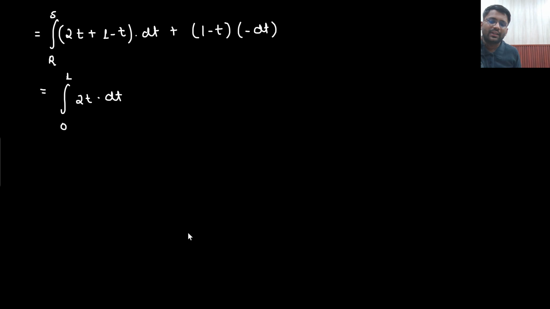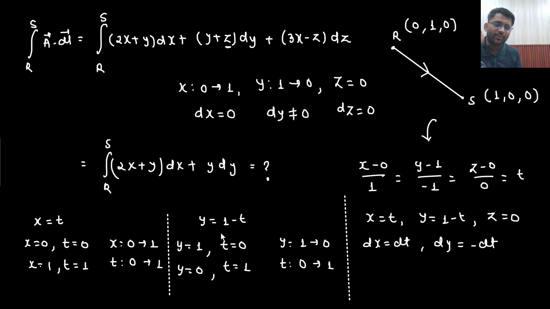Simply you need to solve this integration. This integration is not a difficult task. The limit of t you can directly get from here, that t is going from 0 to 1. Just look at this scenario, you will be able to understand. Very simple it is, nothing else.